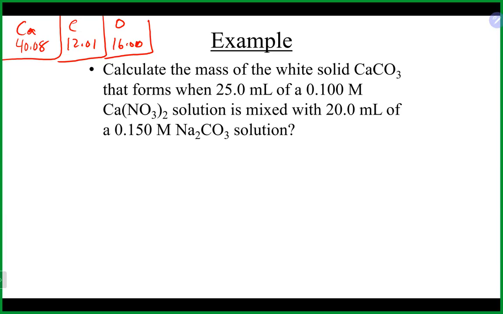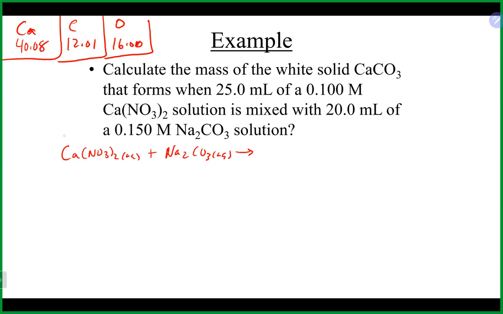So once again here, obviously, we're looking for the mass of calcium carbonate that forms when we're mixing 2 solutions together, calcium nitrate and sodium carbonate. So obviously it's a stoichiometry problem. So we need to start with the equation. So we're going to take some calcium nitrate here, which would be aqueous since there's nitrate involved, and sodium carbonate, which would also be aqueous. We also know that because they said that they were solutions.